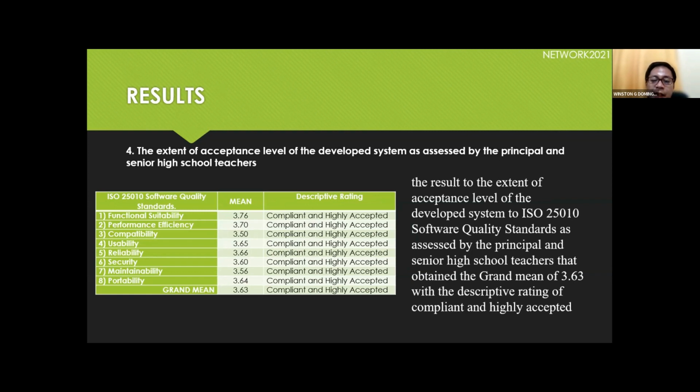So the acceptance level of the system got the grand mean of 3.63 with the descriptive rating of compliant and highly accepted. So I used the indicators of ISO 25010 software quality standards: functional suitability, performance efficiency, compatibility, usability, reliability, security, maintainability and portability in assessing the acceptance level of the developed system, with the result that all the indicators of the ISO 25010 got the descriptive rating of compliant and highly accepted.